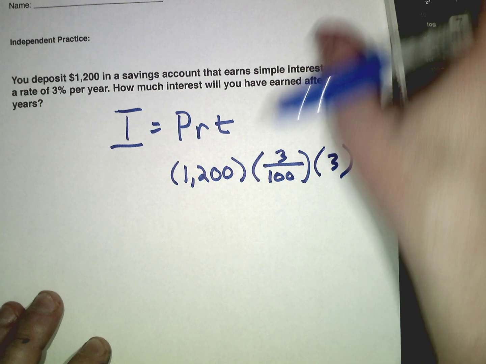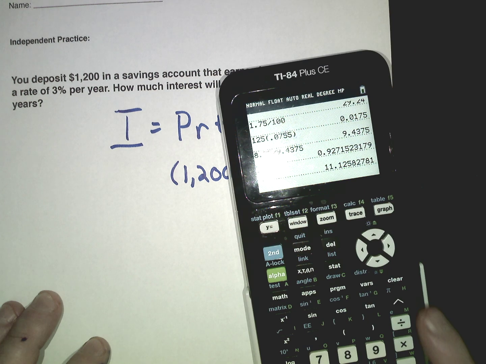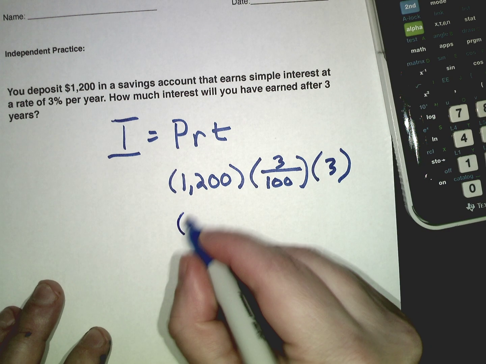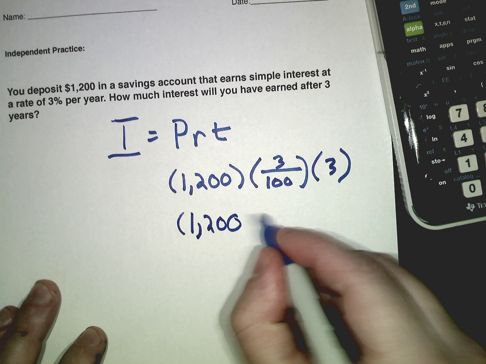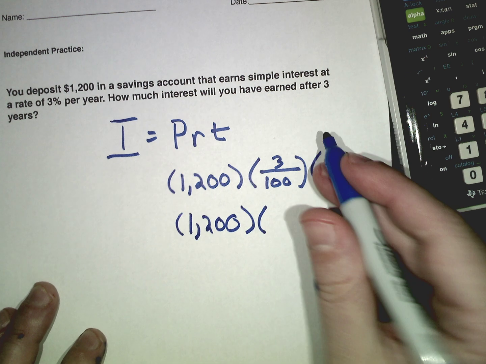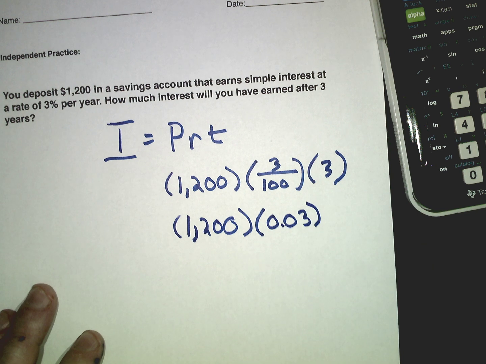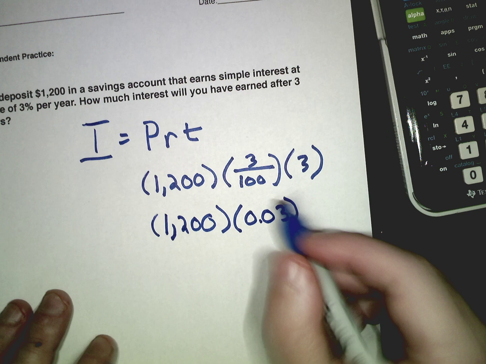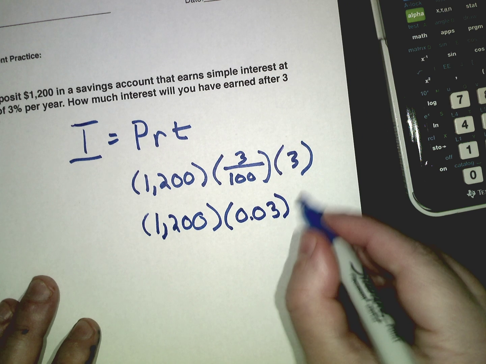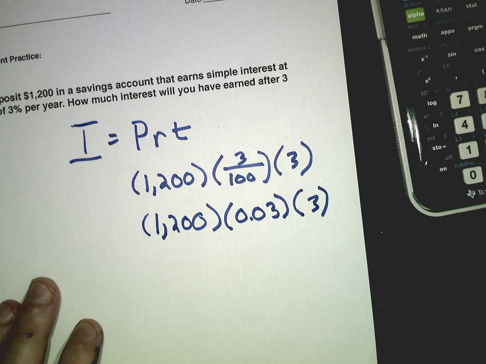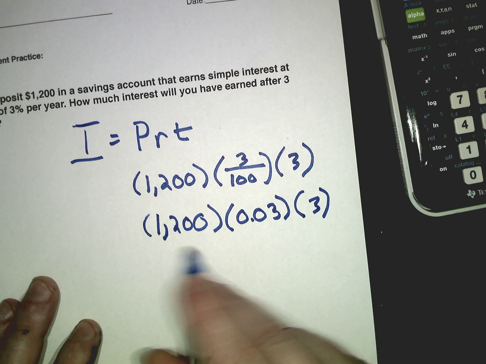Okay, so I got to calculate this, make this easier on myself. 3 divided by 100, 0.03. Okay, so I have 1,200 was the original amount. The rate at which it's earning is 3%. Remember, percents you think of like pennies, right? 3% would be 3 pennies and 3 years.